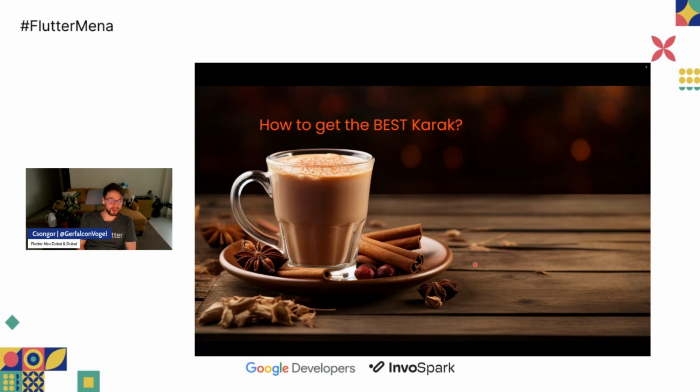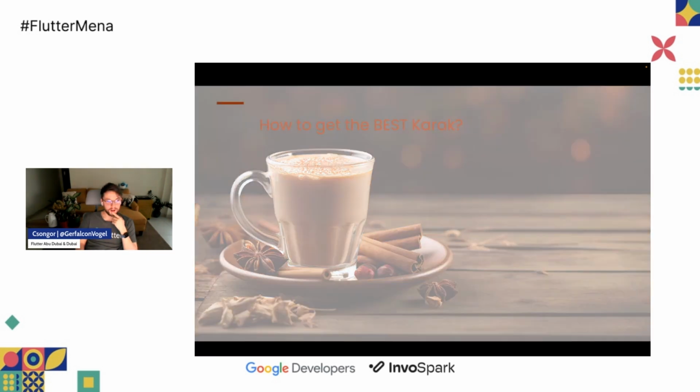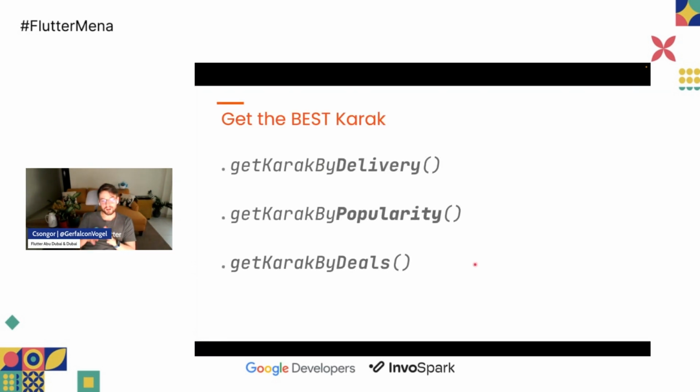But actually, what I was trying to do is collect the different options I can use to get the best Coracti from the area. So my upcoming project would be to get the best Coracti. I was thinking about three scenarios or three options I could consider. One of them would be checking the different options by delivery, also different options based on their popularity and based on the deals.